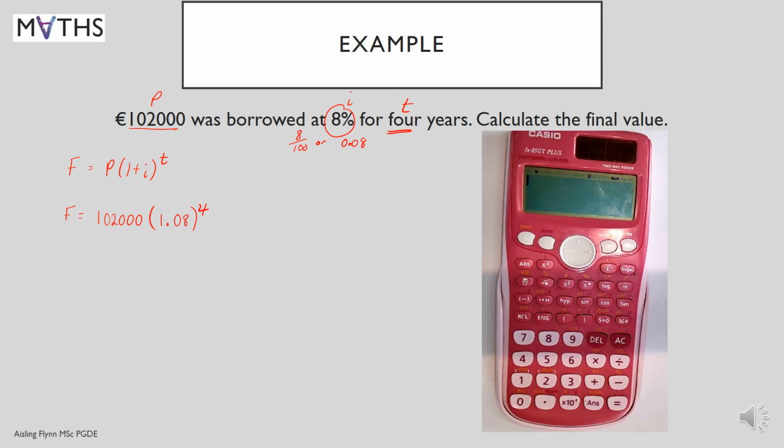So there you saw the various functions that were used. As much as you can, type it in exactly as you've written it on the paper. And for this example we get a final value of 138,769 euros, and rounding to 2 decimal places for money, 87 cent.